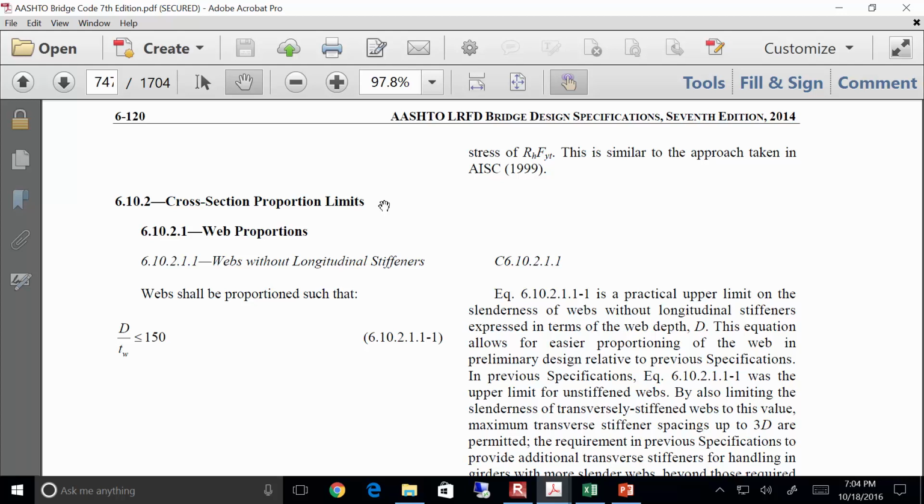Sometimes we can't get around that. Sometimes you have just this massively deep section, and you've got to throw a longitudinal stiffener in there to ensure that the girder is going to make sense. But when possible, don't put longitudinal stiffeners on there. It's another plate that needs to be cut and needs to be welded. It's just going to add increased costs. If you can avoid it, don't do it.